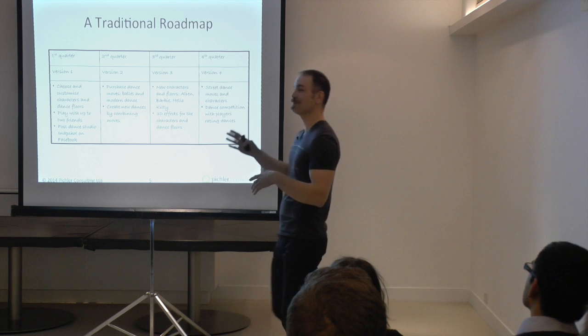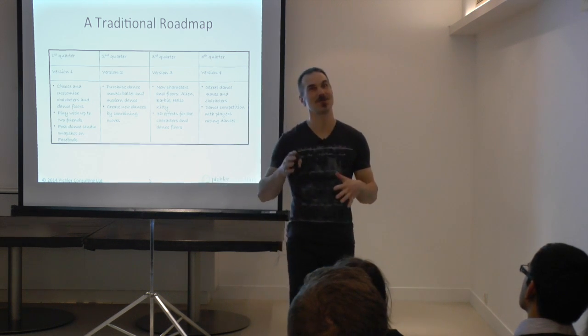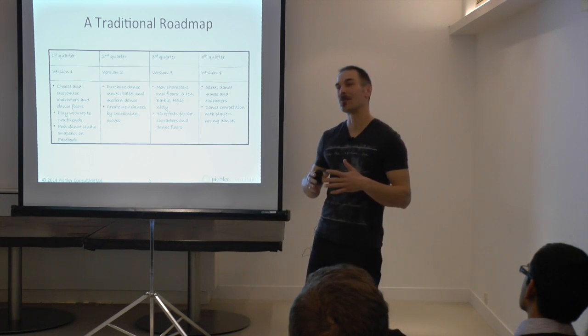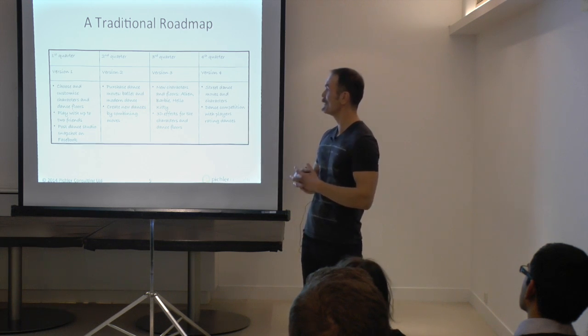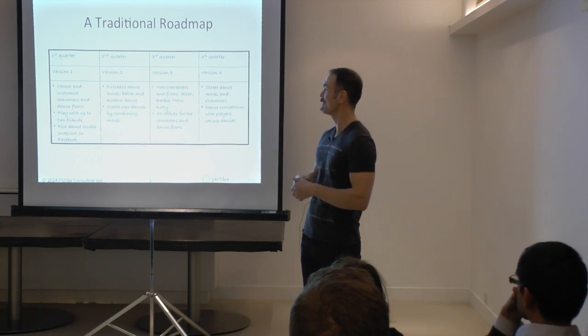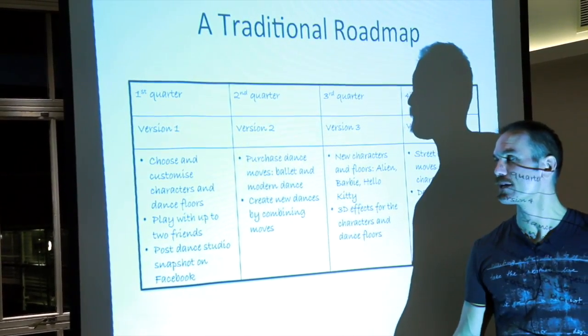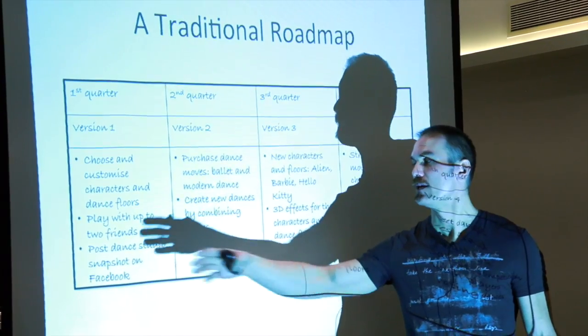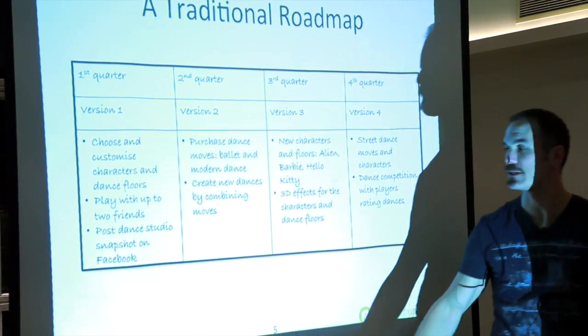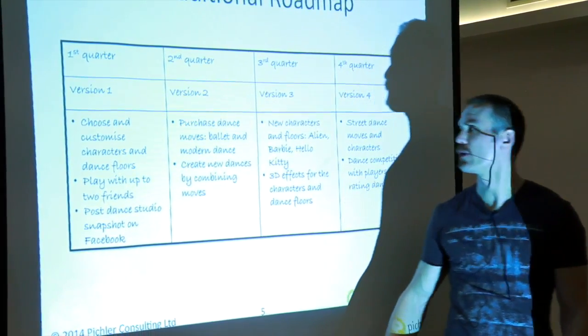And then the name of the major releases that we're planning to release within those time frames, which is very exciting in this example, version 1, 2, 3, 4. And then you can see lots of features. So a list of features that I believe are required at this point in time to deliver the various versions. So here the roadmap talks about choosing and customizing characters and dance floors, being able to play with up to 2 friends, post snapshots on Facebook.